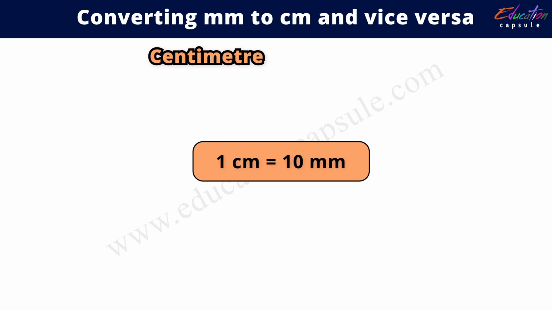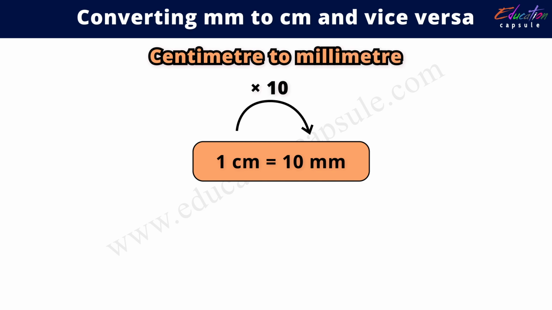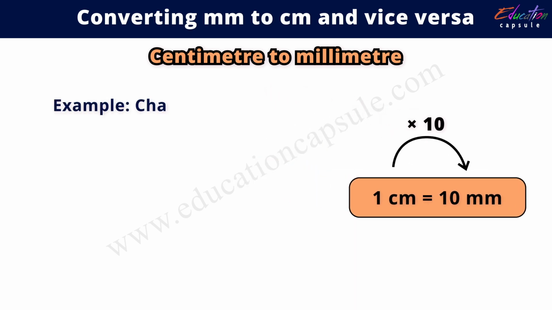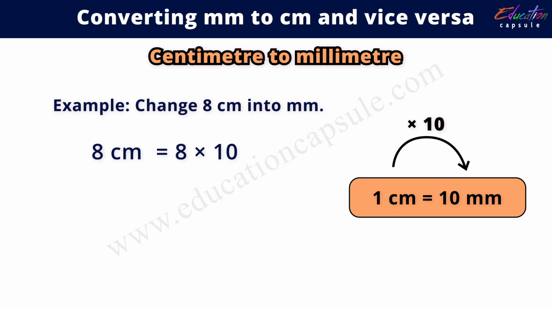Next is centimeters to millimeters. To convert centimeters to millimeters, we multiply by 10. For example, if we have to change 8 centimeters into millimeters, we'll multiply 8 by 10. Therefore, 8 centimeters is equal to 8 times 10 millimeters, which is equal to 80 millimeters.